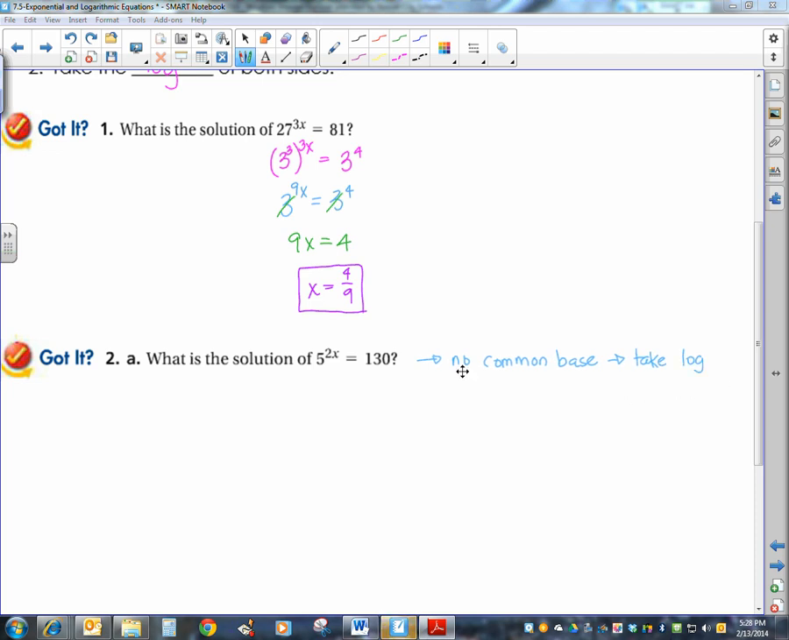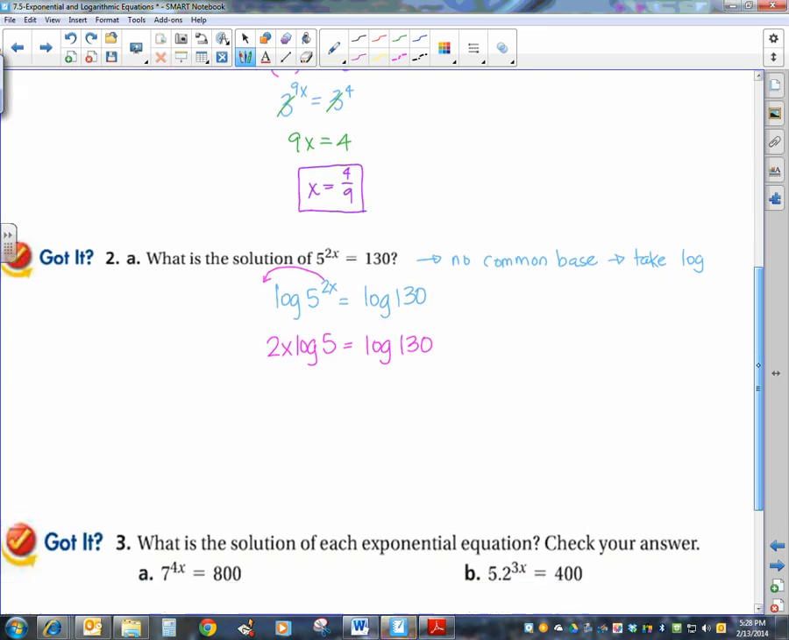And you can take that log in any base that you want to. We generally use base 10. That's the button on our calculator. So that means that the log of 5 to the 2x equals the log of 130. Now, what next? We need to apply our power rule. If we have the log of an argument that is a power, then I get to move that in front. So this is going to become 2x times the log of 5 equals the log of 130.